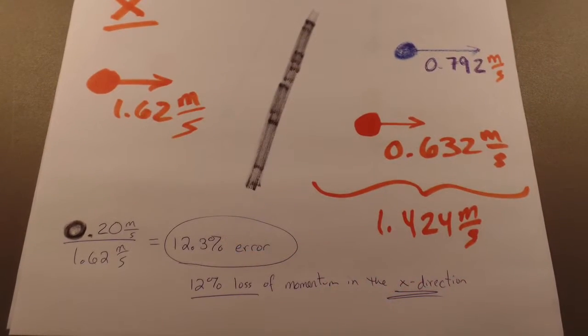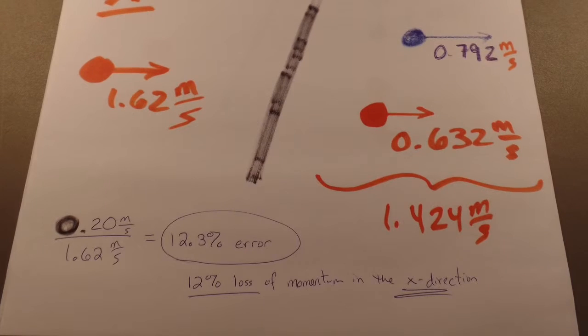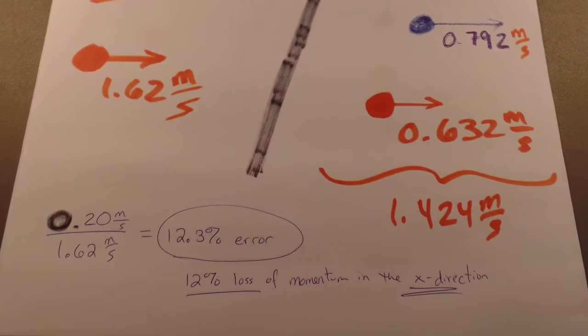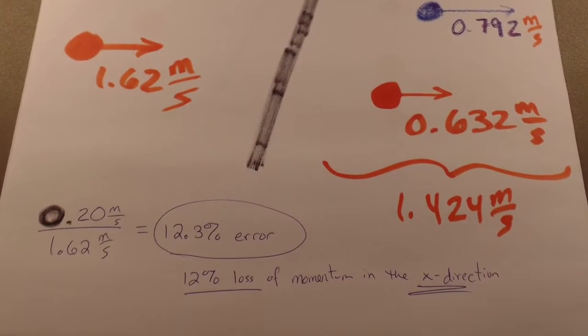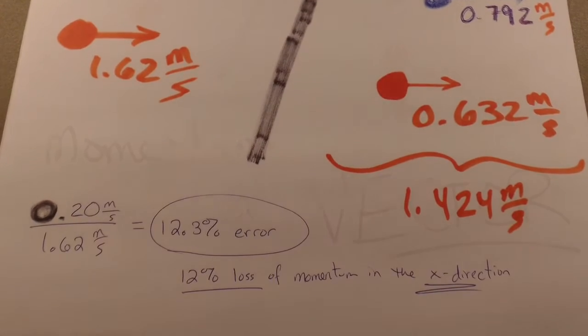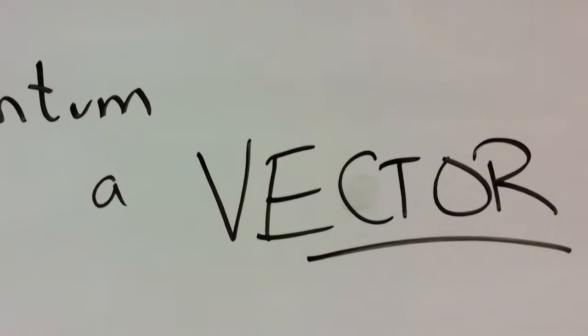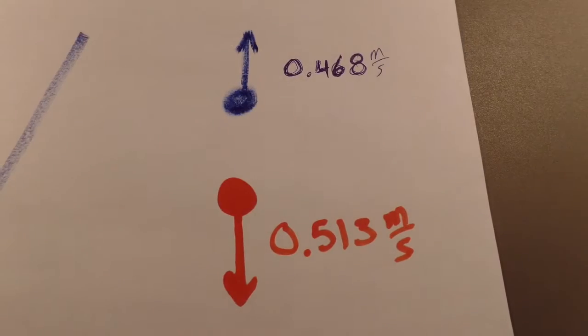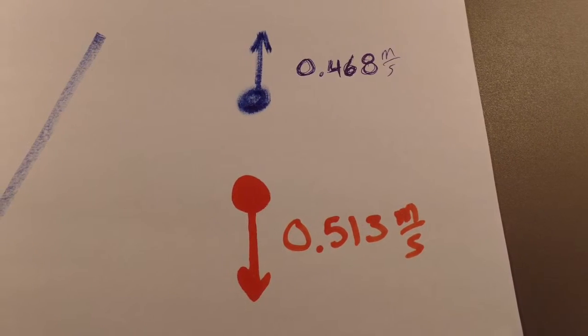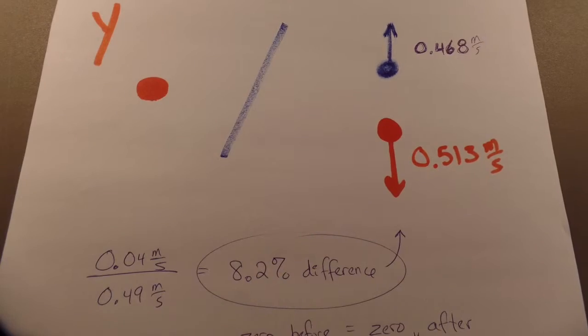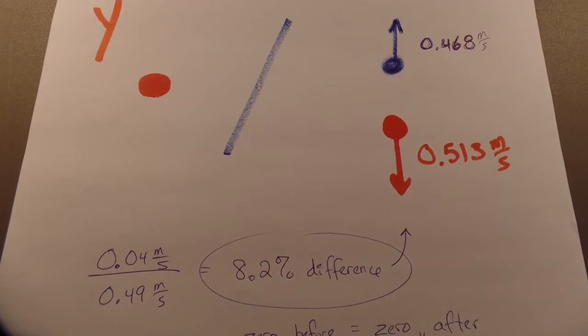And the difference is 0.2 meters per second. The original is 1.62 meters per second. That's a 12% loss of momentum in the x direction. Now the y direction, there's nothing at the beginning, so there shouldn't be any at the end. So that 0.468 and 0.513 would ideally be exactly the same. Turns out that the percent difference is about 8%.